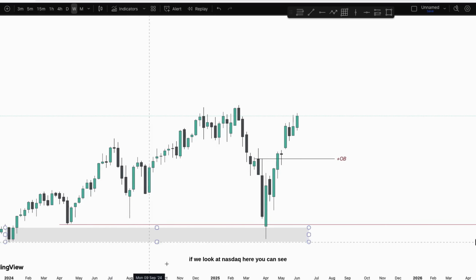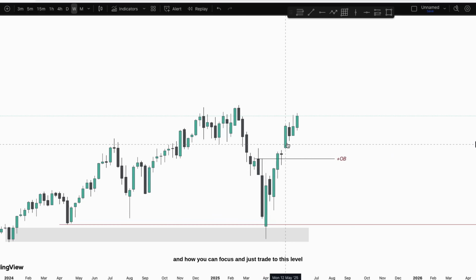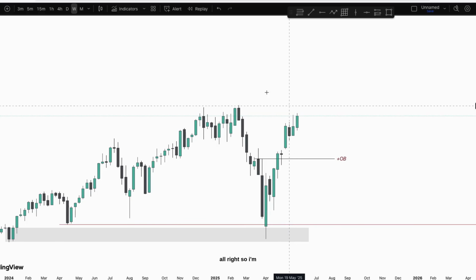So if we look at Nasdaq here, we can see how high Nasdaq has gone, right? Imagine if you were only looking for buys from here. I actually called out this move, all right? And I've taught you guys how you can capitalize, how you can catch, how you can see when this is reversing and focus on it, and how you can just trade to this level, all right?